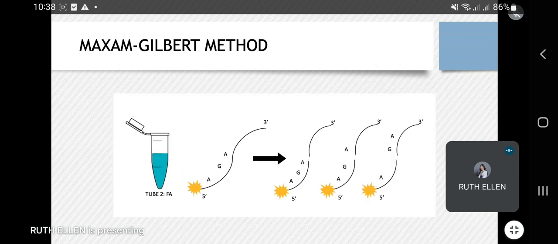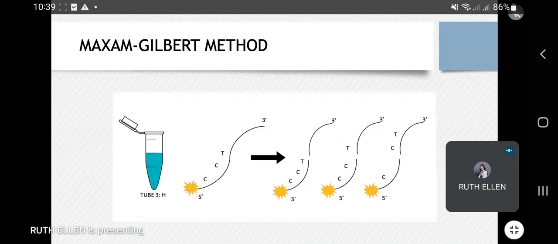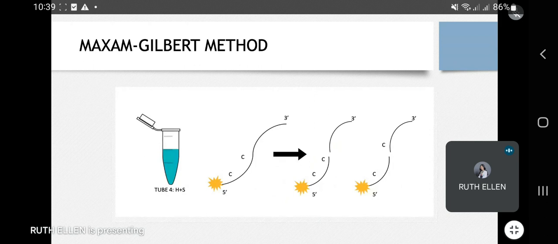Next, we have formic acid, which protonates purines, so that the chain breaks at guanine and adenine. Mapuputol yung sample natin at adenine and guanine. Next, we have hydrazine, which targets our pyrimidine rings, thymine and cytosine. The chain will break at thymine and cytosine. Next, we have hydrazine with salt. Tina-target naman niya is cytosine rings. The chain will break at cytosine.